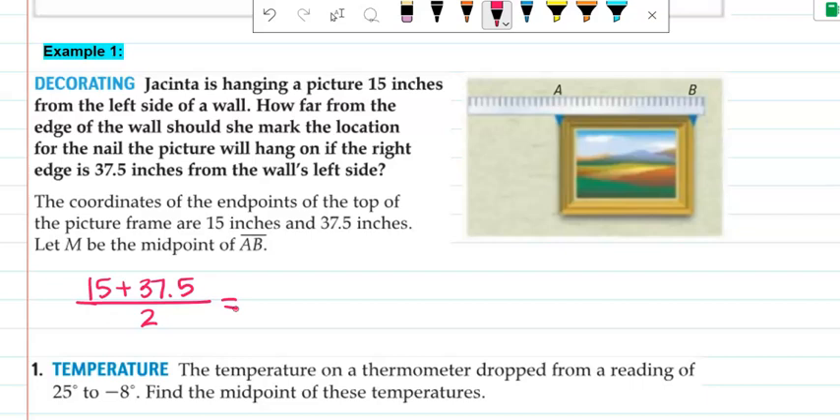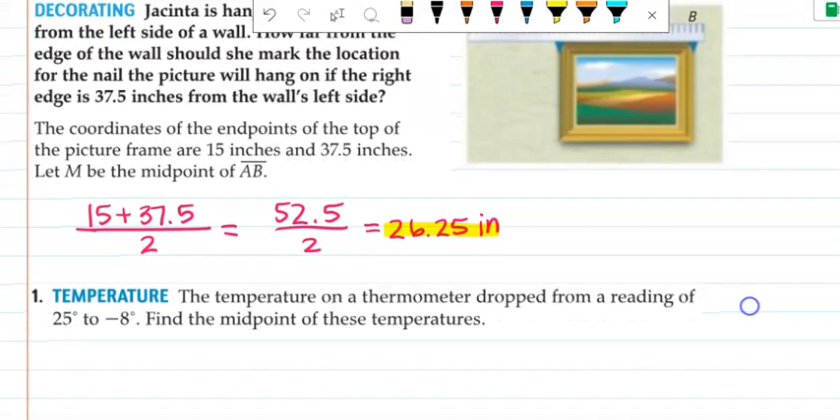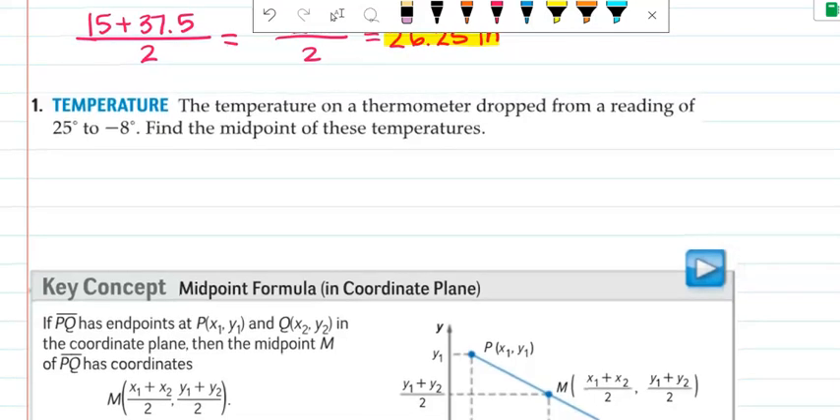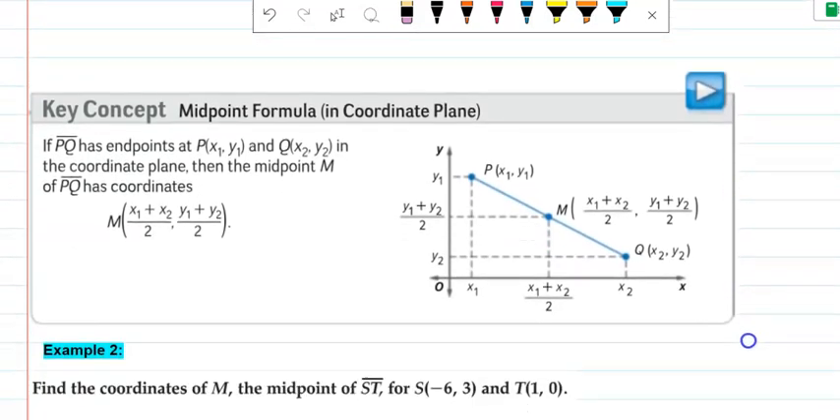So 15 plus 37.5 is 52.5. Divide that by 2, and we get 26.25. We have units here, so we're going to definitely want to label those as inches. Okay, so we would want to hang it 26.25 inches from the wall. Let's go ahead and leave that one in case we need to come back to it.